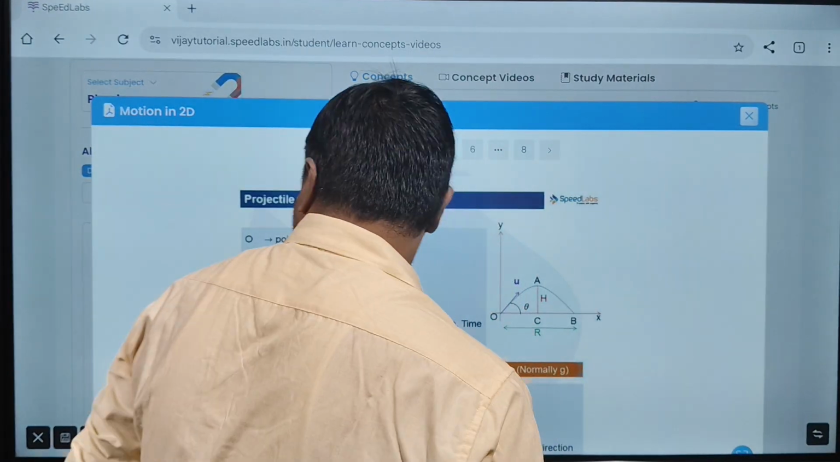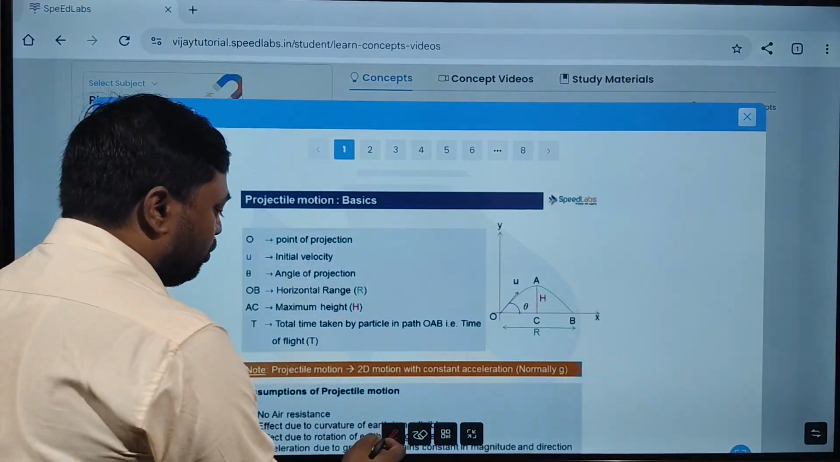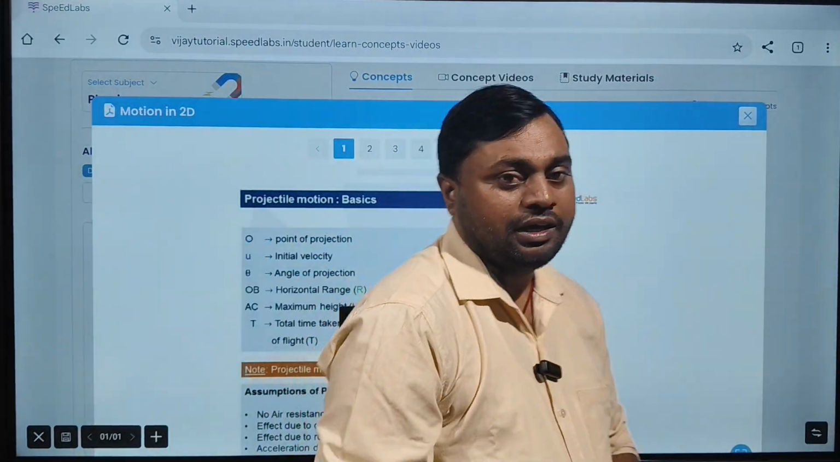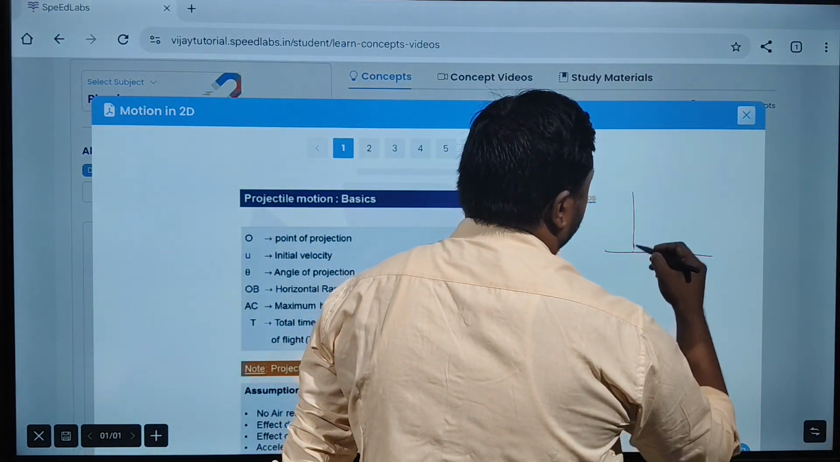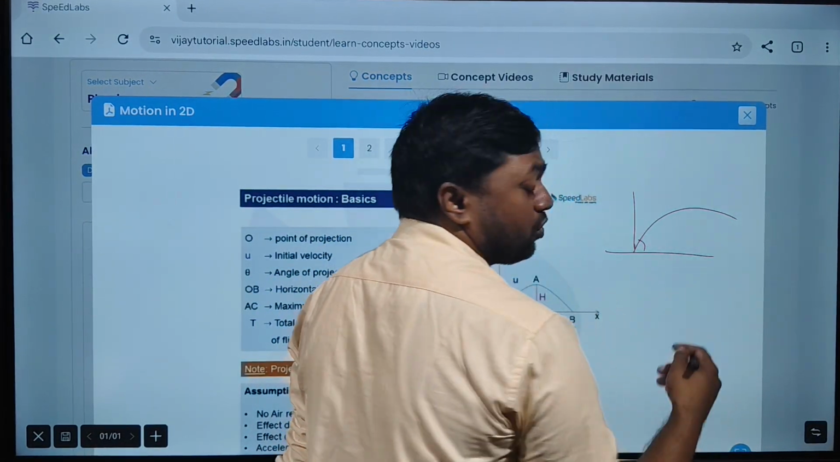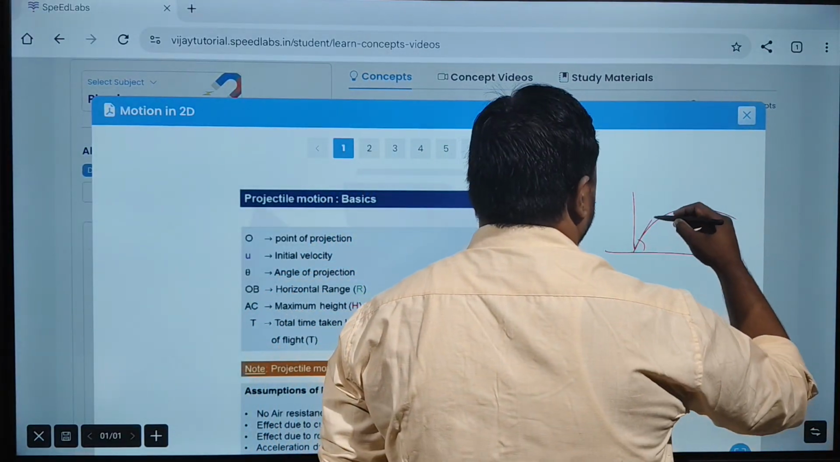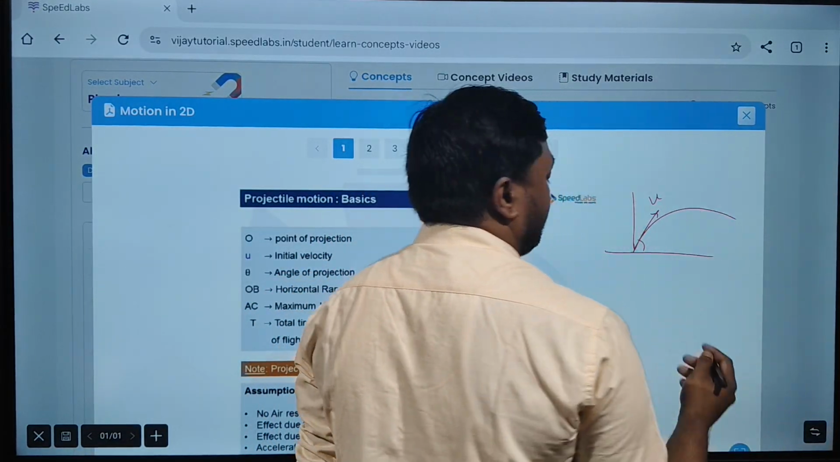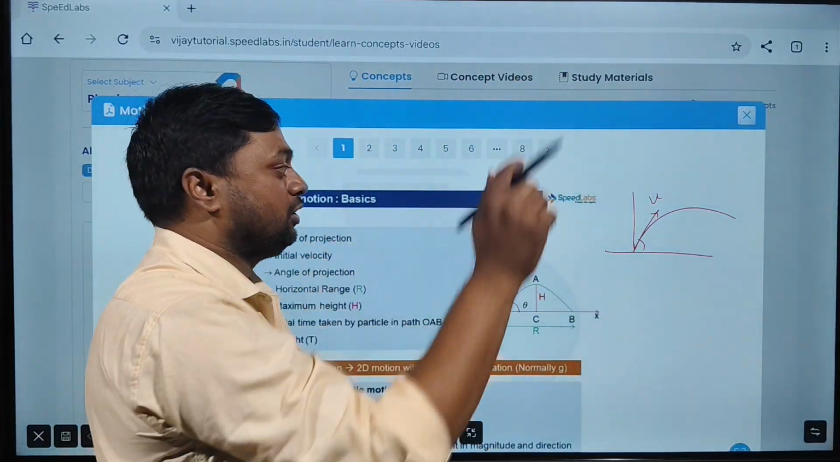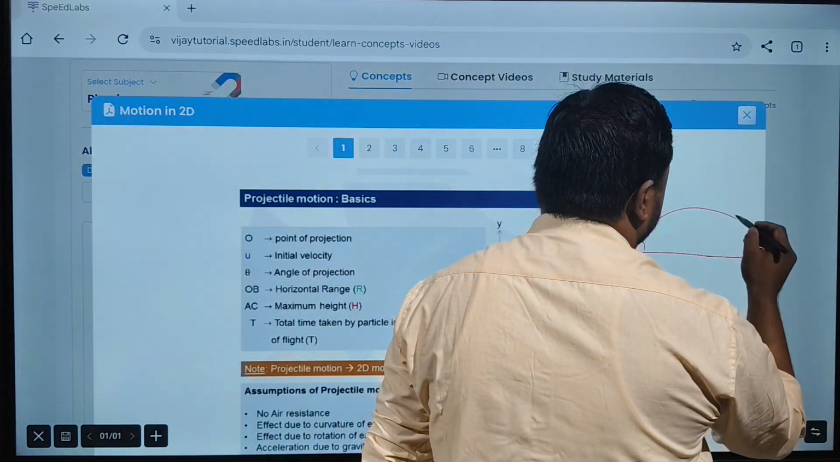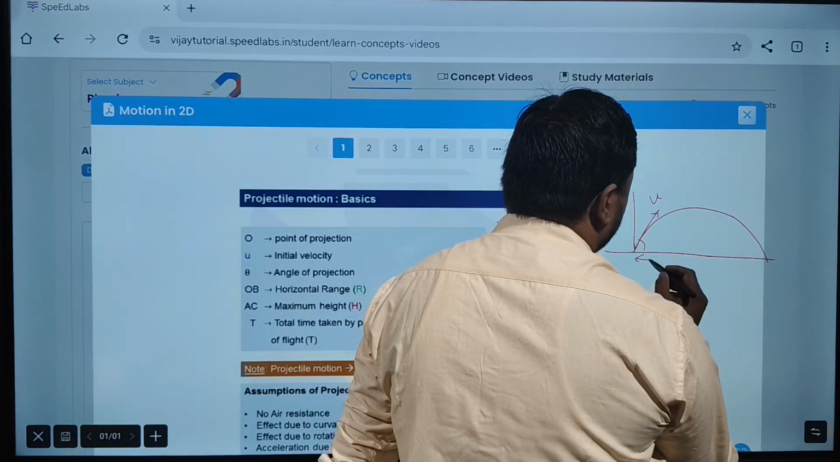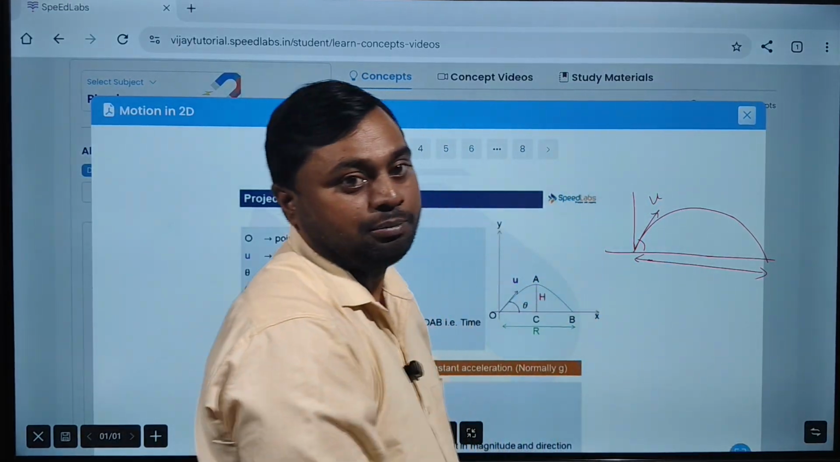Okay. So first, before starting, you should know what you mean by projectile. If you throw any particle with some initial velocity, and it moves under the influence of gravity only, so here we are throwing a particle, take a stone and throw it like this, it will cover this path, it will move like this. Such a path is called a projectile path.